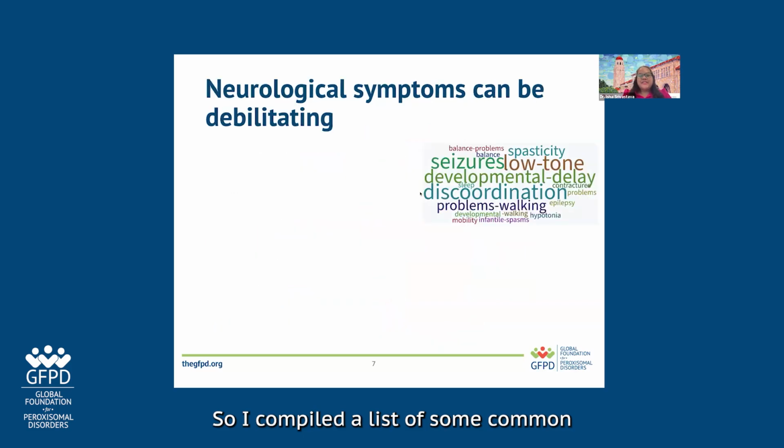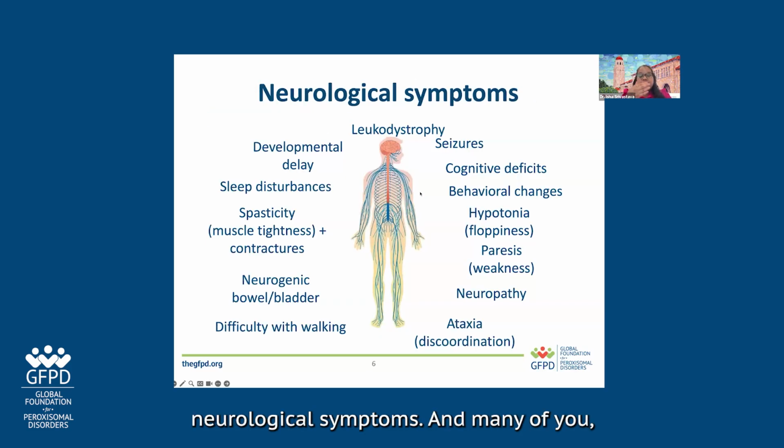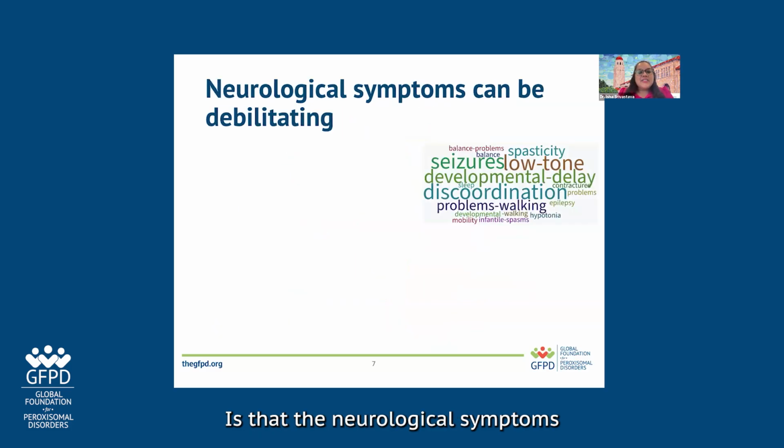So I compiled a list of some common neurological symptoms, and many of you put these in the chat, and they showed up on the word cloud. So seizures or epilepsy, low tone or hypotonia, neuropathy was also there, ataxia or difficulty with coordination, some cognitive differences. I also saw ADHD and behavioral changes that are here. And so what I wanted to highlight with this exercise, and I apologize that Poll Everywhere didn't work as smoothly, so I appreciate all of you working with me, is that neurological symptoms can show up in a lot of different ways, and that they appear in people with peroxisomal disorders.